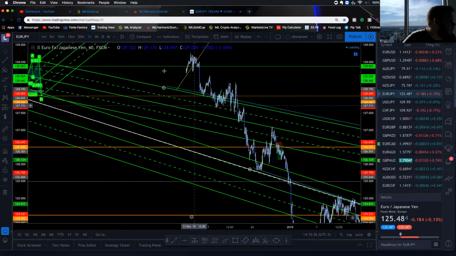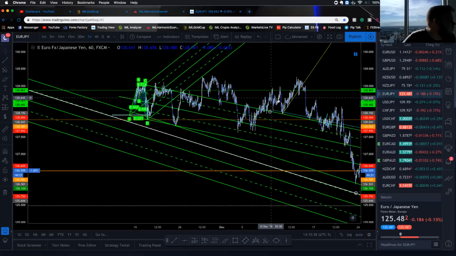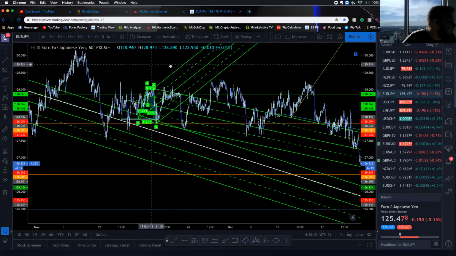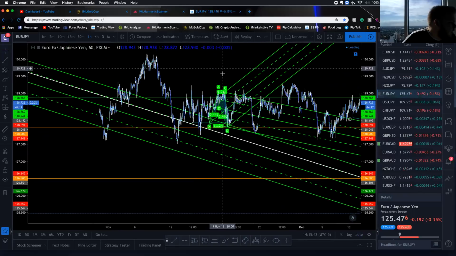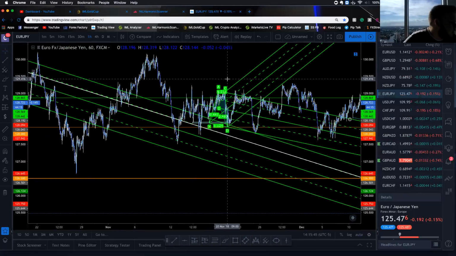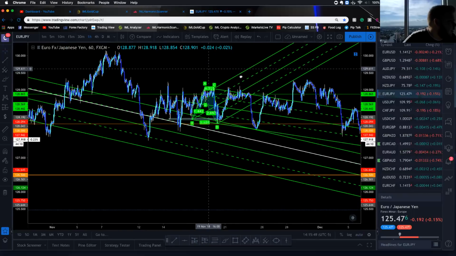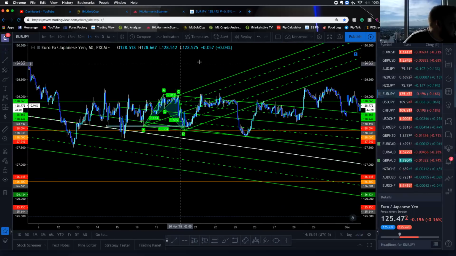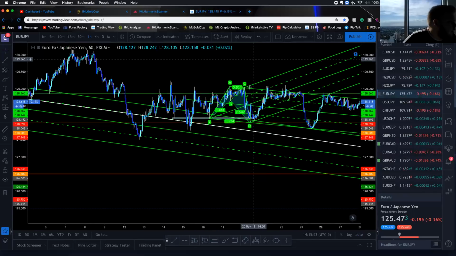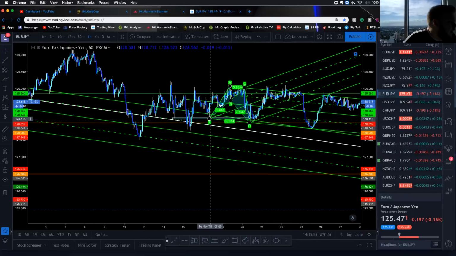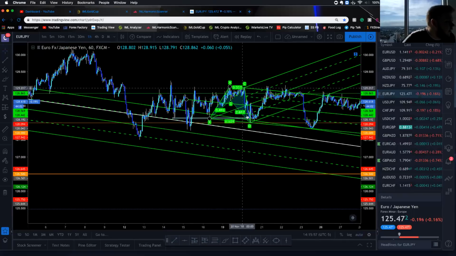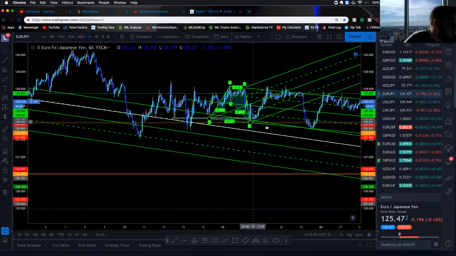I'll tell you the date. If you do want this pitchfork, it is still accurate. If you want to come back all the way to November 19th on Euro JPY, November 20th, you're going to find this harmonic scan right here. And the pattern, the scan that we're trading, the pitchfork, is the X to A with a C touch right here. And it almost lines up perfectly with the D touch as well.